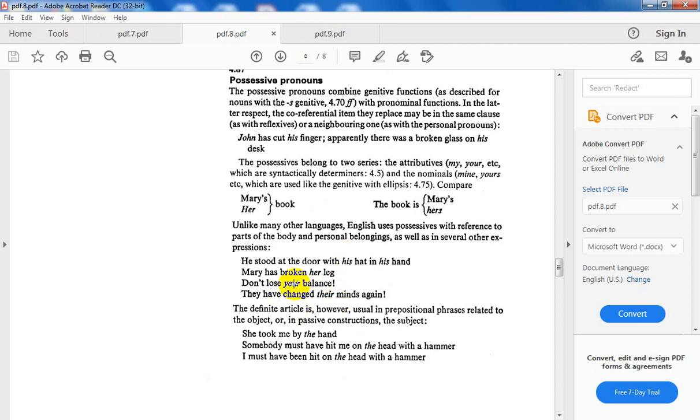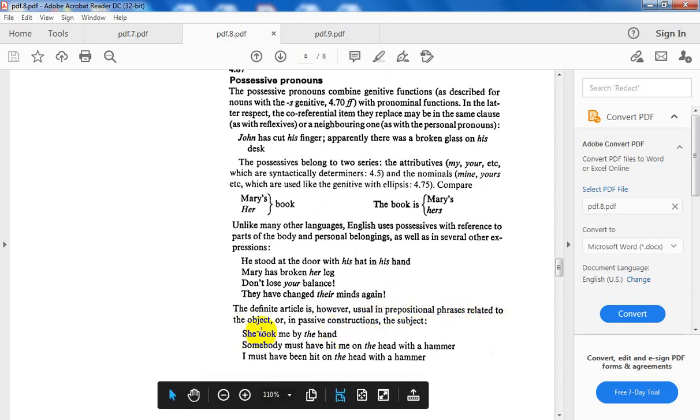Now, the definite article again can replace the personal or the possessive pronoun. It is usual in prepositional phrases related to the objects, or in passive construction the subject. She took me by the hand. Where is it? It is related to the object. Took me by the hand means she took me by my hand.